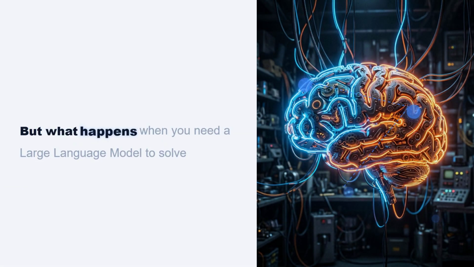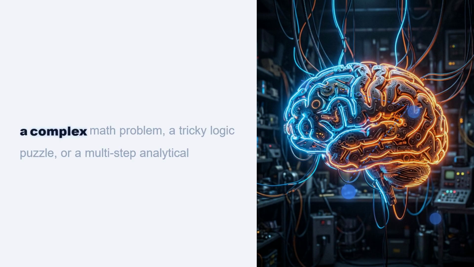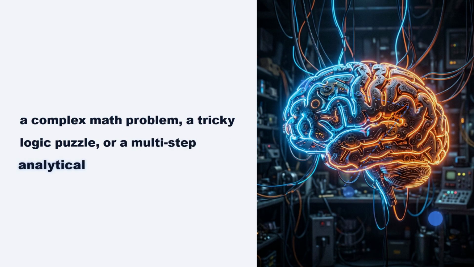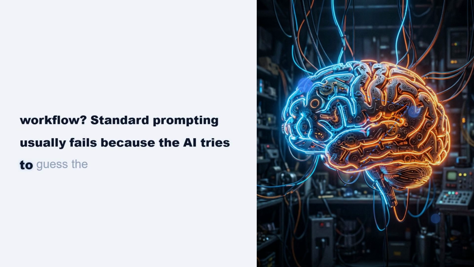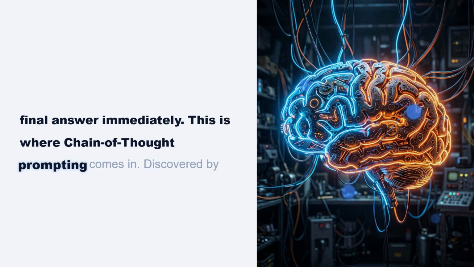But what happens when you need a large language model to solve a complex math problem, a tricky logic puzzle, or a multi-step analytical workflow? Standard prompting usually fails because the AI tries to guess the final answer immediately. This is where chain-of-thought prompting comes in.